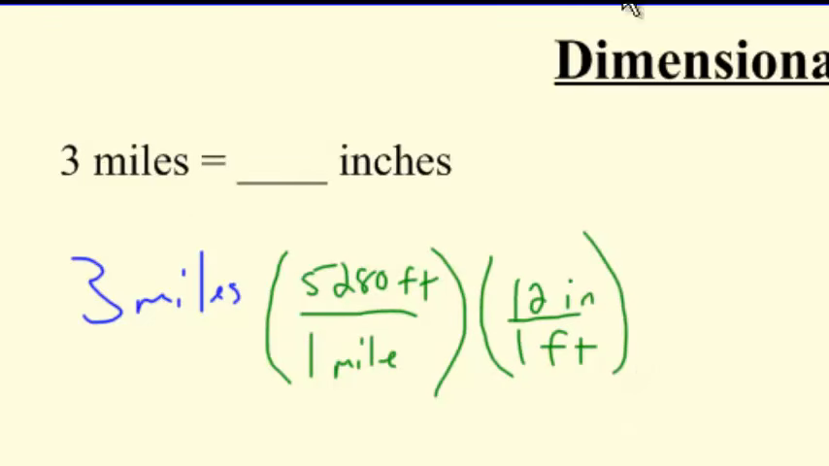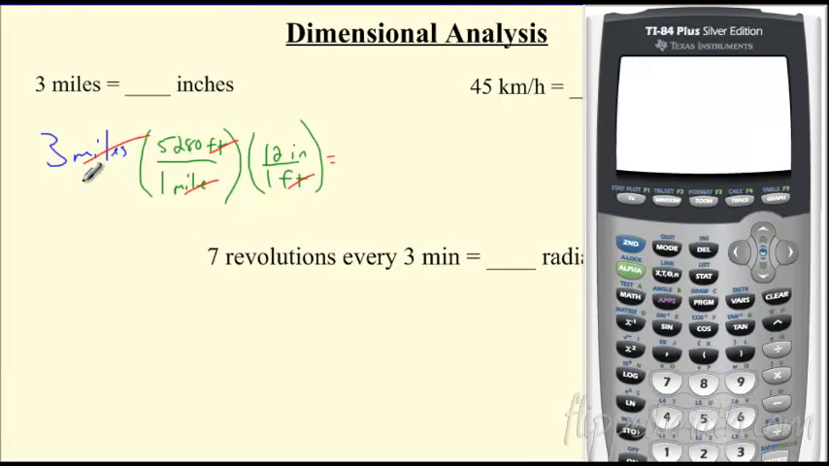So the whole idea of this when we're done is the miles cancel the miles, the feet cancel the feet, and I've magically turned this into inches. So when I multiply it all out, it's really nice. You just multiply across the top, divide anything that's on the bottom. So this is really just 3 times 5,280 times 12. That's going to get me my inches, and it's a lot of inches.